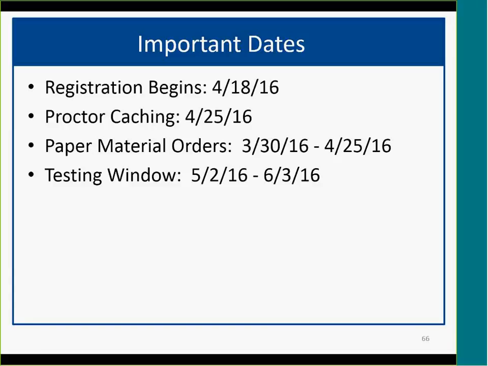Online forms will be available starting April 25th. If you have students that have the paper testing accommodation, don't forget to order those materials. That opens on March 30th. It opens through April 25th. And of course, the testing window for the DC Science Administration this year is May 2nd through June 3rd.